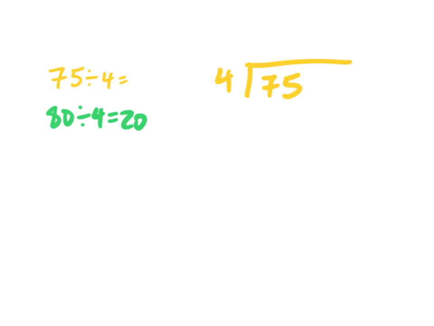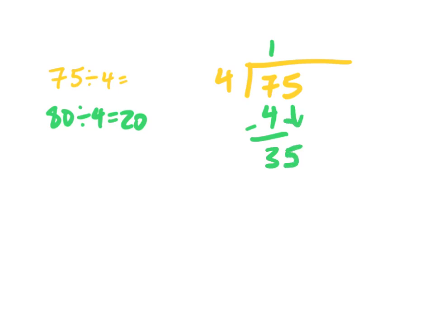So I have 75 inside the house. It's the dividend. It's what I'm dividing, and 4 is the divisor, so it goes outside of the house. I first asked myself how many times 4 goes into 7, or how many groups of 4 can fit into 7, and that's just 1. 1 times 4 is 4. So then I'm going to subtract 7 minus 4, which is 3, and then bring down this 5.